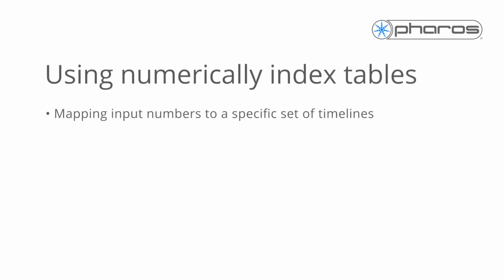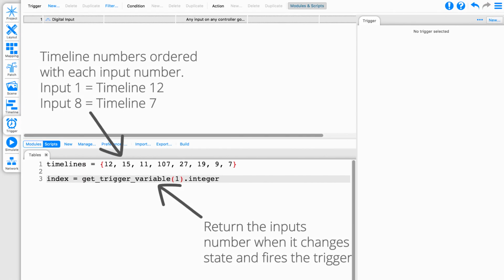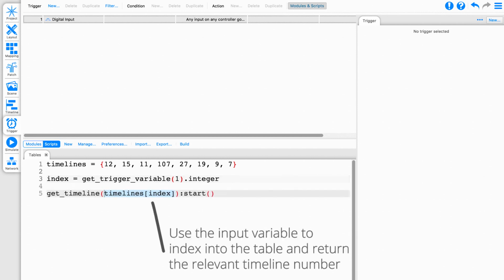Now let's use this and combine it with a script to start a timeline. Like in our previous tutorial, we're going to use the getTrigger variable call to return the input's number that's just changed state. We're then going to use that as an index to our table, which will finally return a timeline number which we can start.